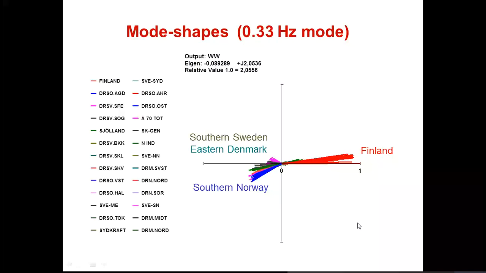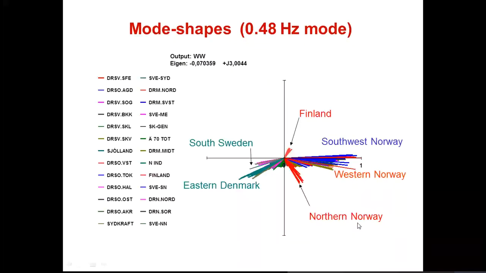Similarly, another mode that we have is 0.48 hertz. Now in this case, it is very difficult to characterize the generator behavior, because for this mode we find that almost all the generators across the network are involved. It is observed in some generators in Finland, some generators in southern Sweden, again in eastern Denmark, then some generators of North Norway, and then again western and southwest Norway.